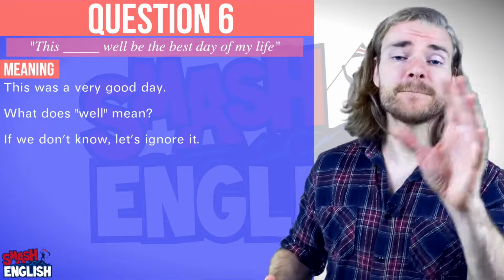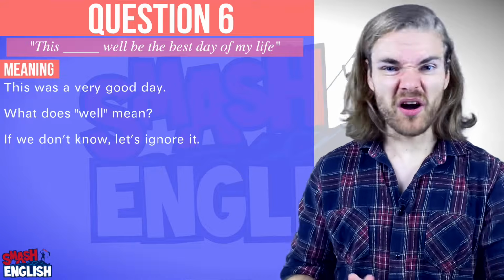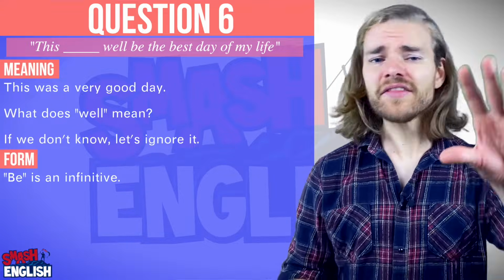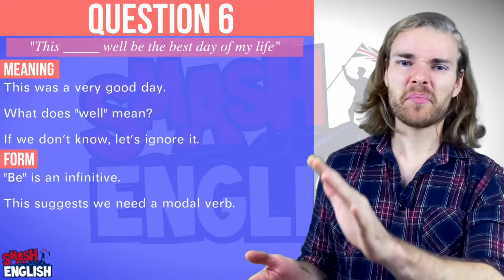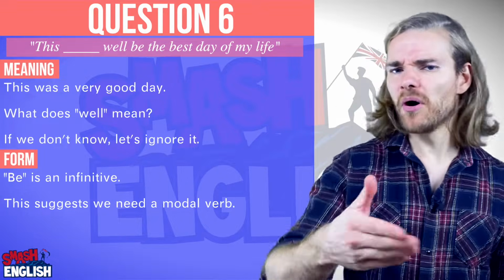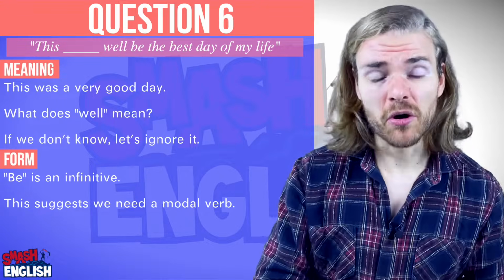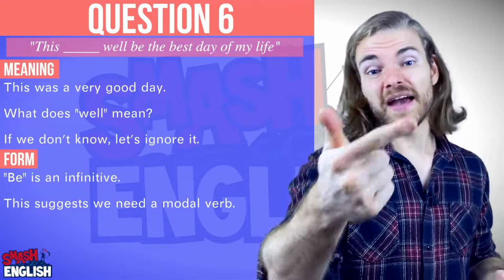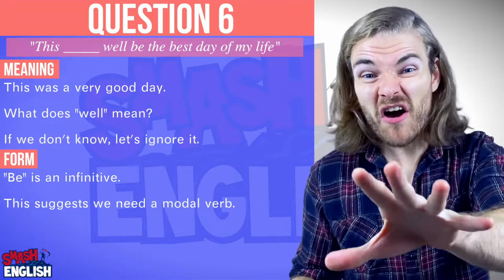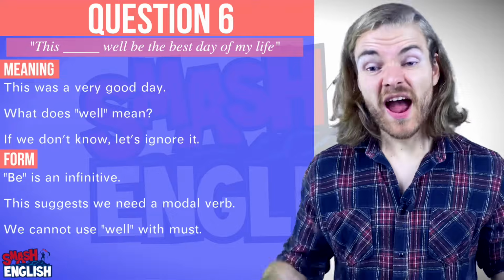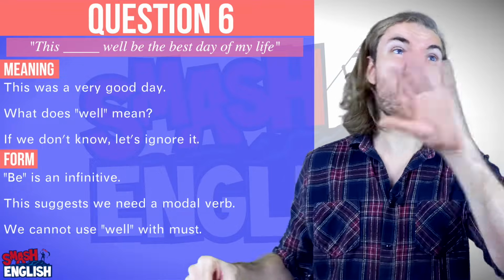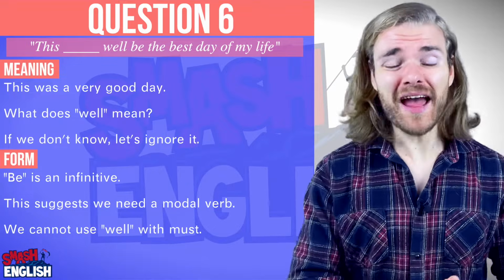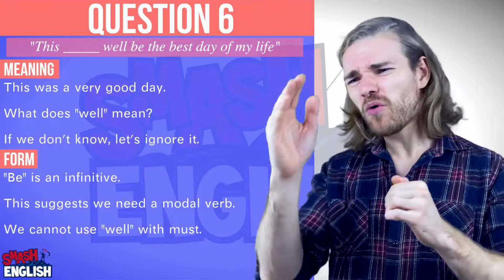This be the best day of my life. Now it seems a lot simpler because be is the infinitive, and this suggests that we need a modal verb after this. This modal verb be the best day of my life. So then we have 4 possibilities: must, may, might, or could. However, we cannot say must, and this is because we have well. We use well after could, may, or might to emphasise that something is slightly more probable.